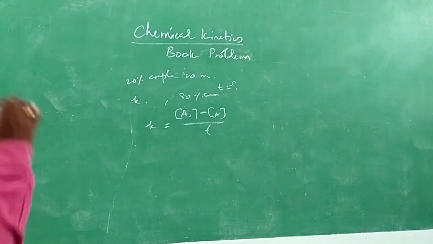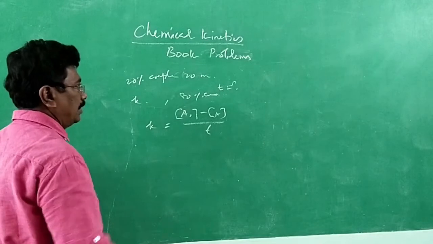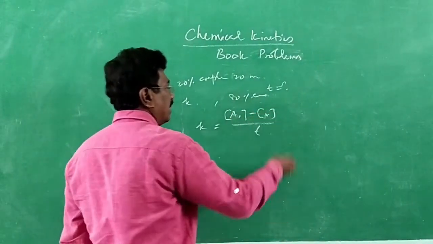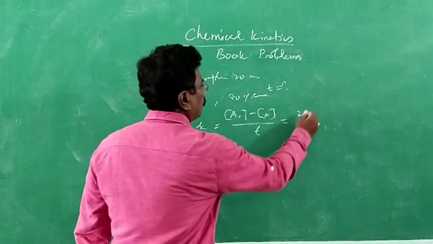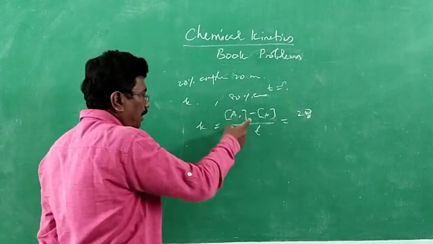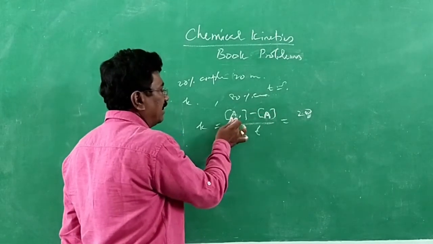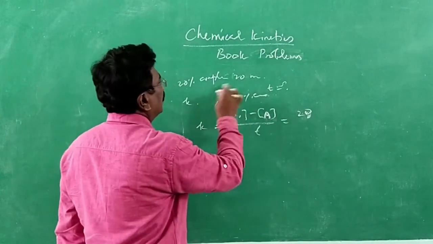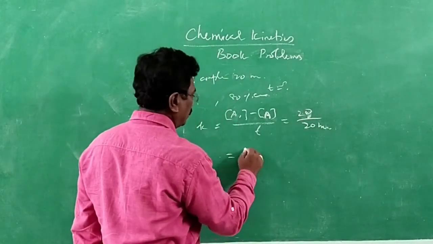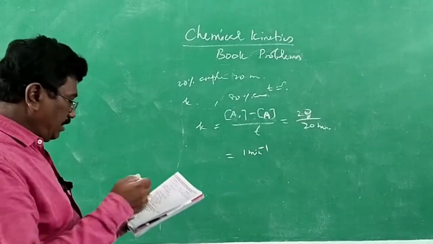Here, 20% completion means initial 100, remaining 80. So 100 minus 80 is equal to 20. 20% completed means A naught minus A is equal to 20. That is the meaning. Remaining 80%, concentration remaining in time T is 80. It is 100 minus 80, 20. What is the time? 20 minutes. So K is 1 per minute, the unit is minute inverse. Alright. Now, what is the question?